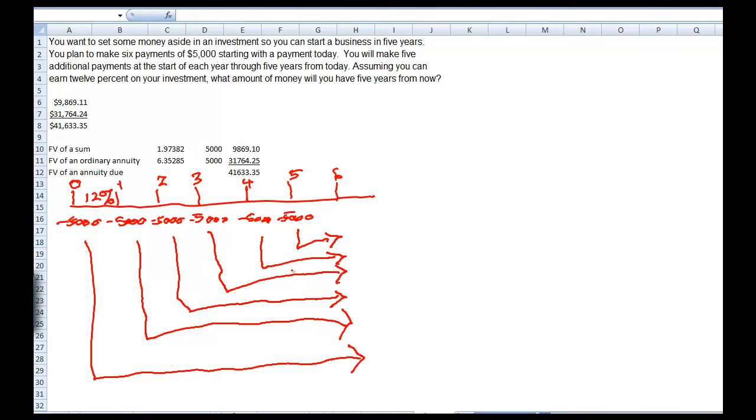Now this is the one that we did that came out to the 986,911. So this is our future value of a sum. So let's label it. This is a future value of a single sum. And these are the future value of an ordinary annuity.